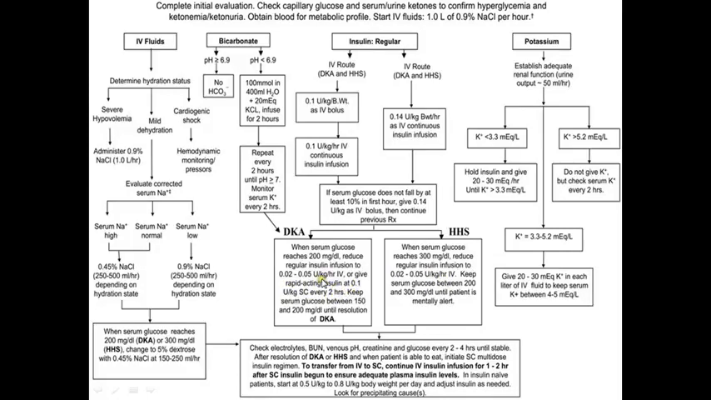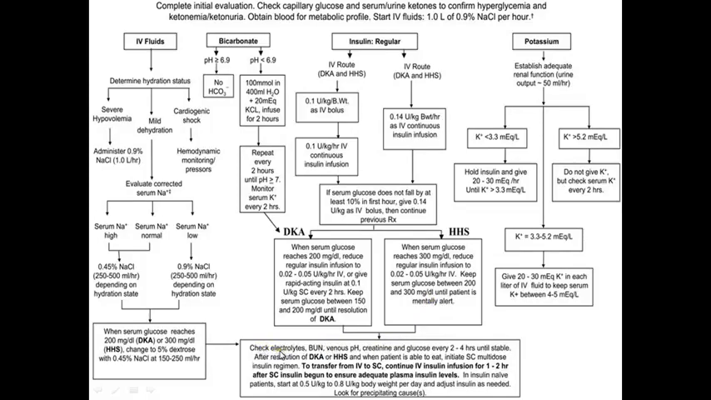So you can give an infusion or subcut insulin in case of DKA. While in HHS, you just reduce the dose of the insulin. And in case of DKA, you keep the sugars between 150 to 200. And in HHS, you keep between 200 to 300. In DKA, this continues until the DKA is resolved, and in HHS, until the patient is mentally alert.